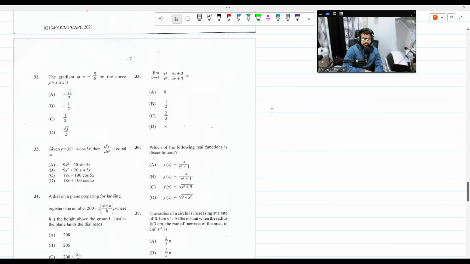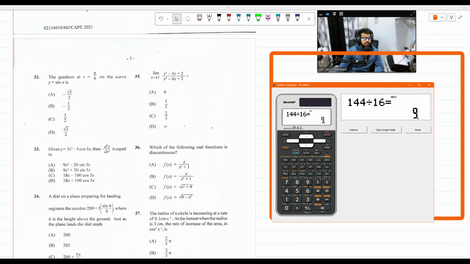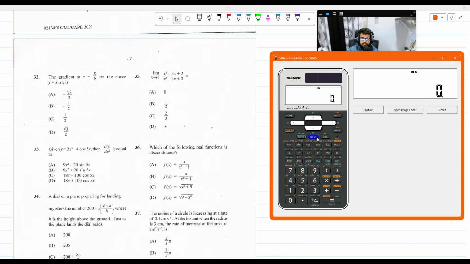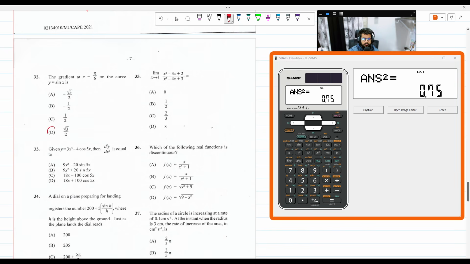The gradient at x is equal to pi on 6 on the curve y is equal to sine x is, when I differentiate sine again, cosine pi on 6. Jump on your calculator. Those of you who could get the exact value, no sweat. Cosine of pi on 6, like 30 degrees, 0.866. For those of you who cannot get the exact value, once you get your irrational number, square it, you're going to get a fraction. 3/4, and then square root 3/4 to get your answer. When I square root 3/4, I'll get root 3 over root 4, which is root 3 on 2. Bam shot.